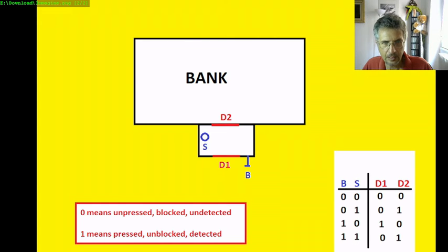So here I described the circuit using a truth table, and let me explain it to you. In this truth table, we have the two inputs B and S and the two outputs D1 and D2. And here we have all the possible values of the two inputs as usual: 0, 0, 0, 1, 1, 0, and 1, 1. First of all, I have to explain this correspondence. I arbitrarily chose to correspond 0 to unpressed in the case of the button, blocked for the door, and undetected for the sensor. And in the opposite, I have chosen the value 1, which means pressed, unblocked, and detected.